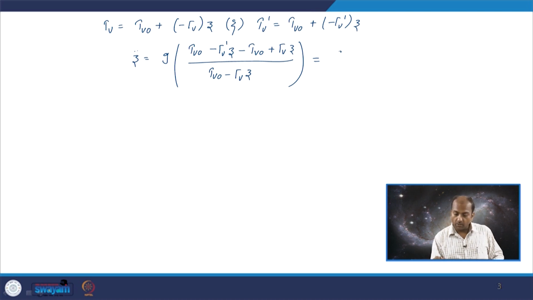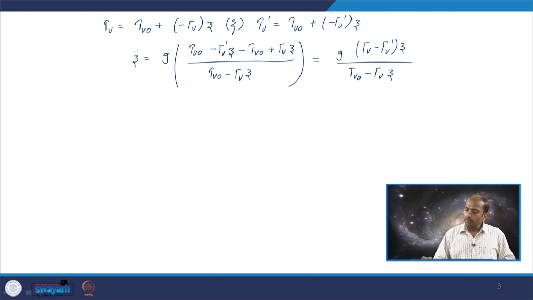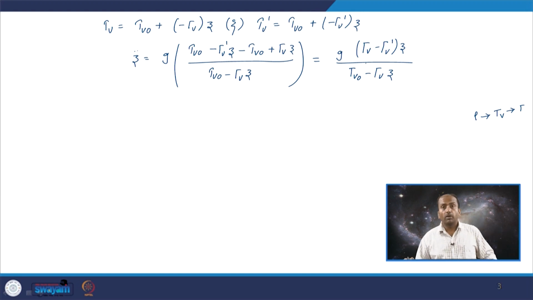which simplifies to G times (gamma V minus gamma V prime) times Z divided by (TV0 minus gamma V Z). Right. So, in the beginning we had this expression in terms of the densities, then we transformed this equation in terms of the virtual temperatures, then we transformed this equation in terms of lapse rates, right. So, gamma V is the lapse rate of the environment, gamma V prime is the lapse rate of the air parcels.